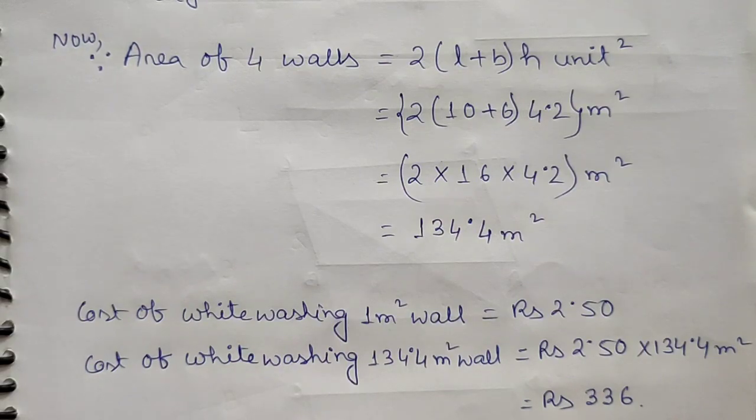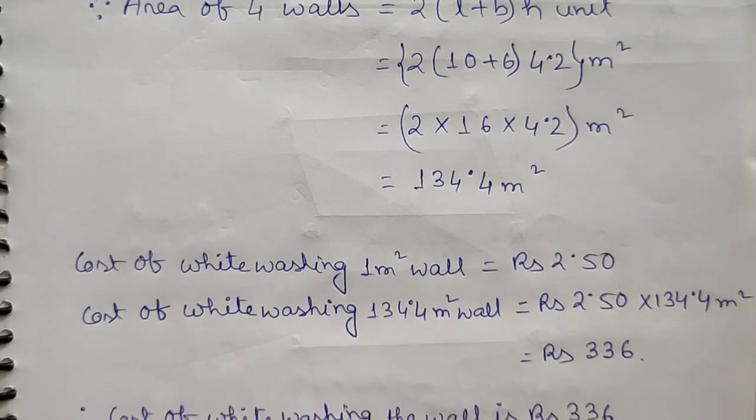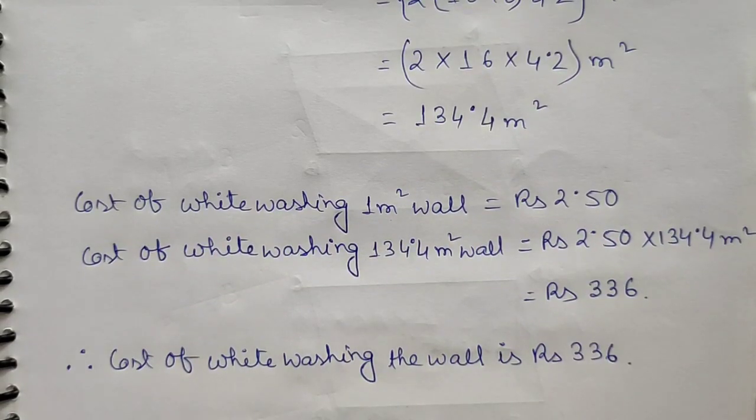Now the question asked that we have to find the cost of whitewashing, right? Since the cost of whitewashing 1 meter square of wall equals rupees 2.50, the cost of whitewashing 134.4 meter square will be, we multiply 2.50 with 134.4 meter square, so it will be rupees 336. Therefore the cost of whitewashing the wall is rupees 336. Okay, I think it is clear to all of you how the formula of area of 4 walls came. Now we have solved one example, so can we move to the next one?